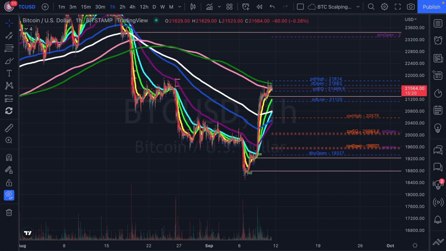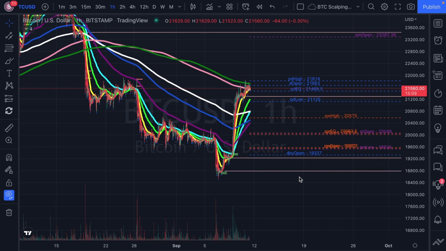Good morning, everyone. Today we are going to try something new, and we are going to be looking at the very smaller time frames that we use for scalping, since everything from yesterday's video is still relevant for today.